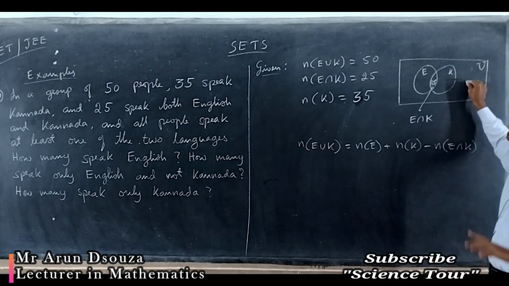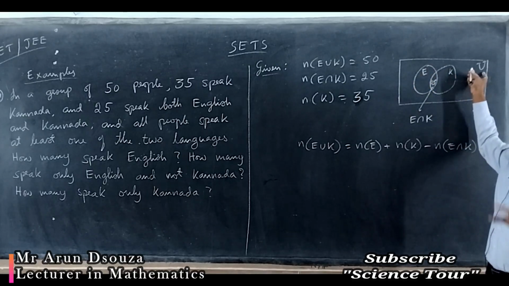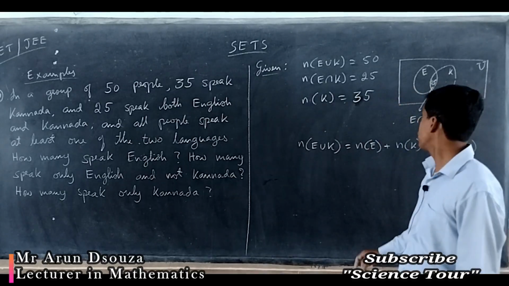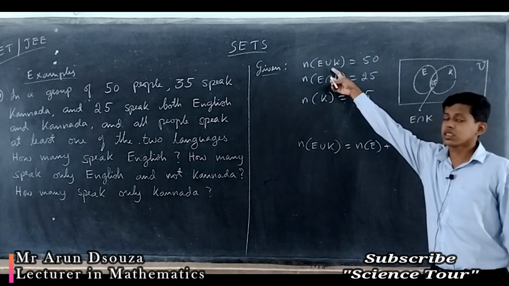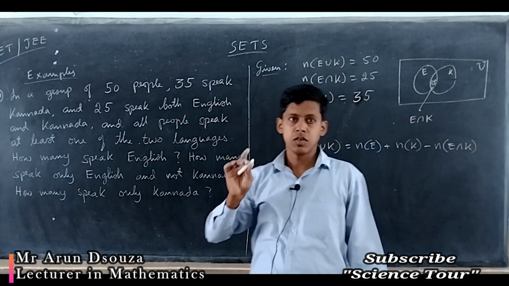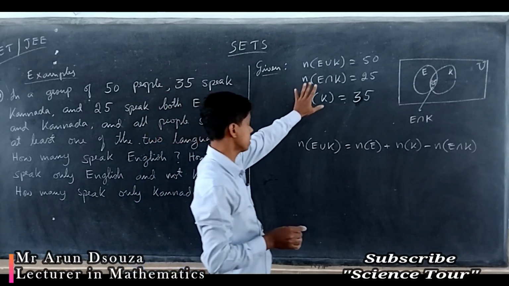Alright, now there is no person here. So this union and this universal are the same sets. Therefore you don't have to distinguish. Union itself is 50 and universal is also 50. So there is no confusion in this question.